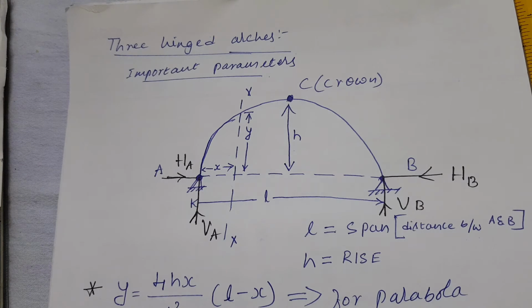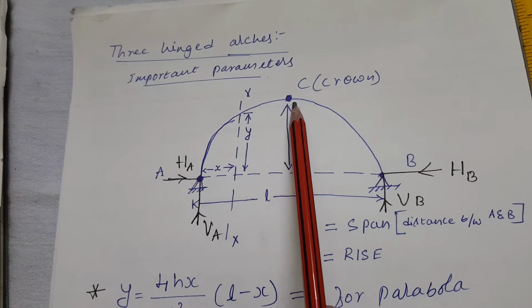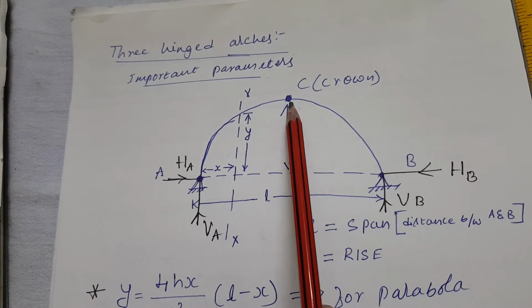Okay, in addition to that, today we will see some of the important parameters needed for analysis of a three-hinged parabolic arch. Okay, first we are considering only the parabolic arch here. So the very important thing, see, it has 3 hinges, 2 at the bottom, 1 at the crown, or we can say by another name, the apex point.